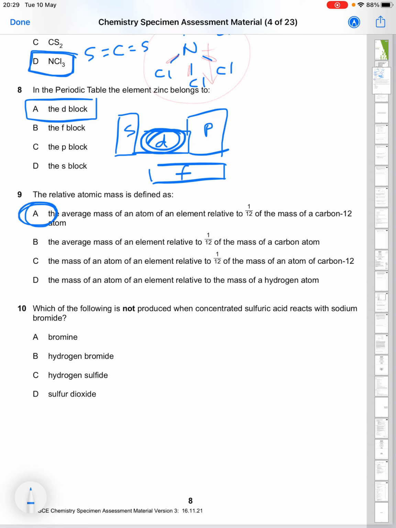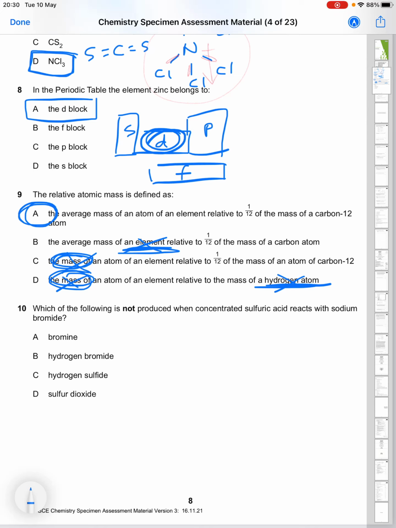If we look at B, the average mass of an element, so it doesn't say of an atom of an element, so that one's wrong. C, the mass of an atom of an element, so it doesn't say the average mass, so that one's wrong as well. And then D, the mass of an atom, so again, it doesn't say average mass. And this one even says relative to the mass of a hydrogen atom, so that's complete rubbish. Okay, so the answer there is A.